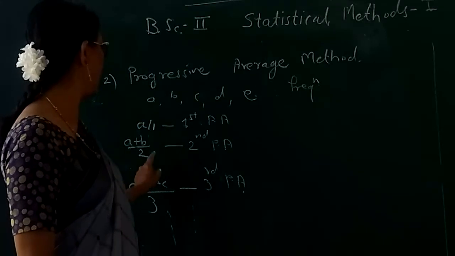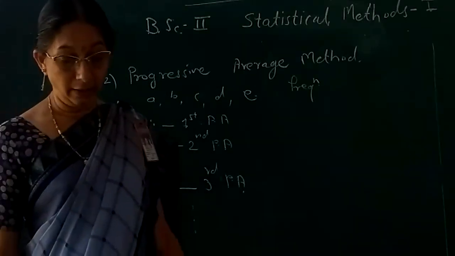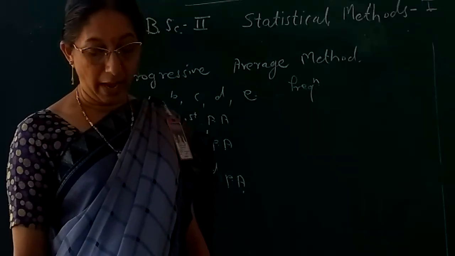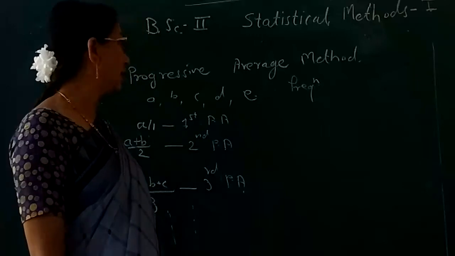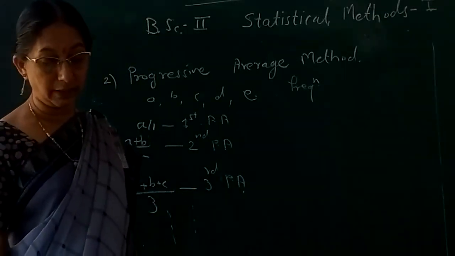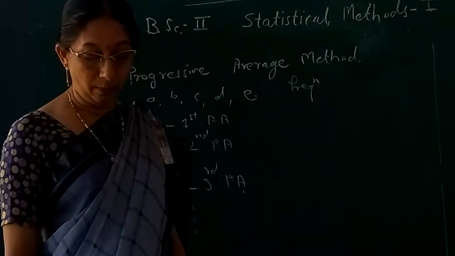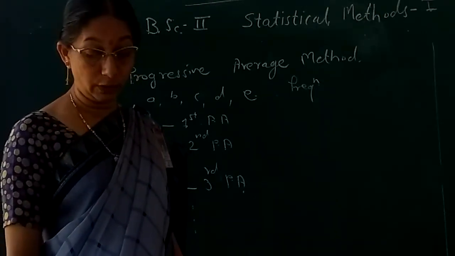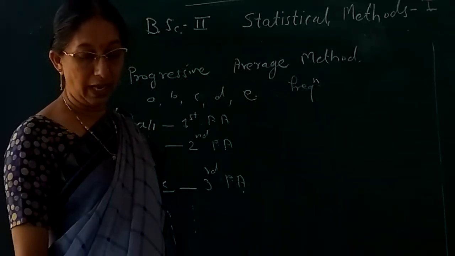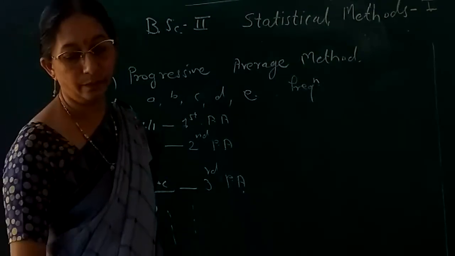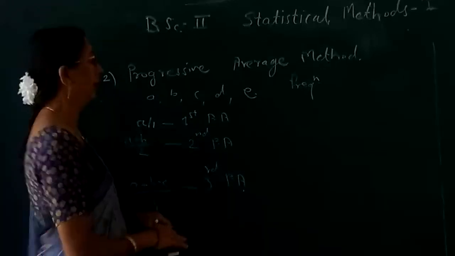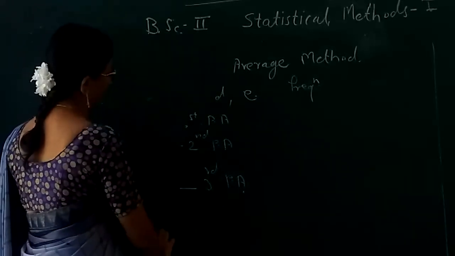Here divide by 1, 2, 3 and so on. Then add a new column for the difference between actual observations and progressive averages. It is highly useful to study the trend, but these figures are not useful in industry. We can use it only to find the measurement of trend, but it is not useful in industry.